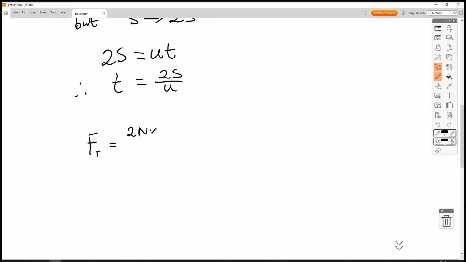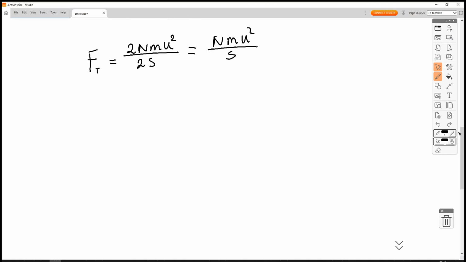Which was 2nmu all over 2s, and then we put u on top, so it becomes squared. Now the 2s will cancel out, so that's nmu squared over s. And then pressure is force over area. So if we take that nmu squared over s and we divide it by area, we get nmu squared over sa.